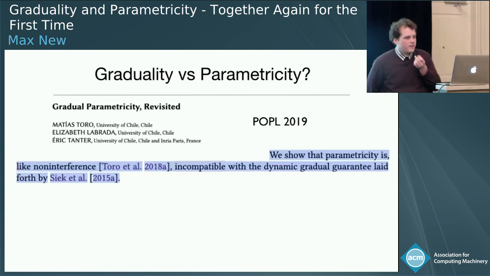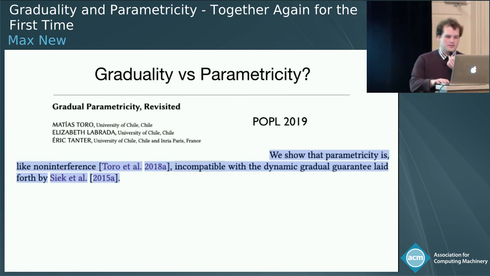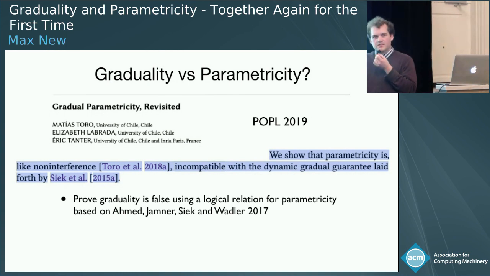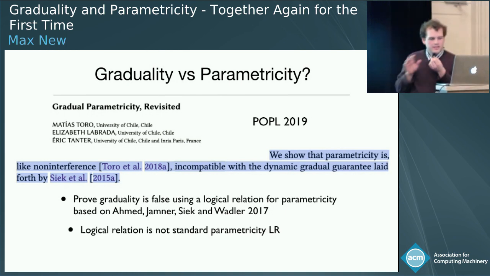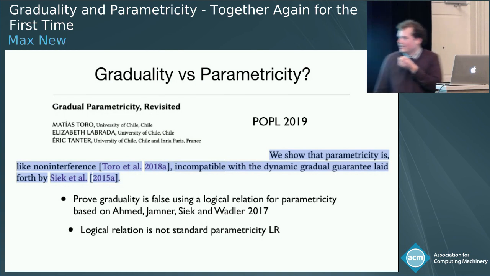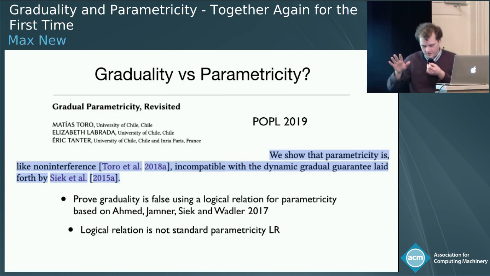And so then if we look back at how they actually proved their claim that parametricity was incompatible with the dynamic gradual guarantee, we can see the flaw in their proof. So basically what they did was they said, okay, we'll prove that graduality is false within this language based on the logical relation that they use to formalize parametricity. And the problem is that this is the logical relation that they used, which was based on prior work, to be fair. It's not a standard parametricity logical relation. It's kind of a specialized logical relation for gradual parametricity.